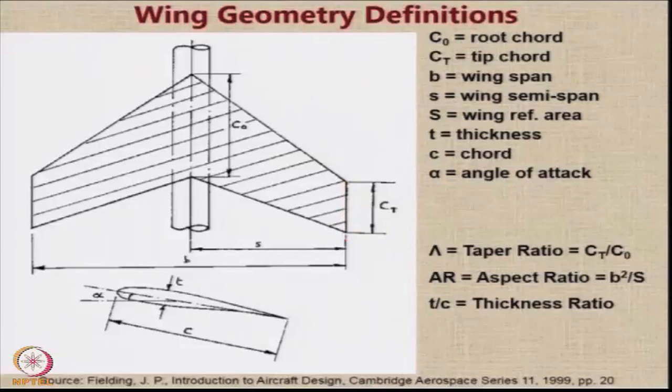You also have tip chord, which, as the name suggests, is the chord of the wing when it is at the tip. The distance between the two ends of the wing is called the span B, and half of it is called the semi span S.